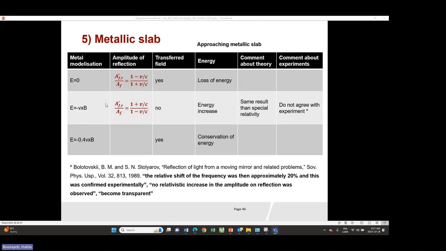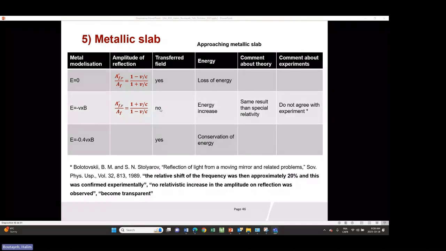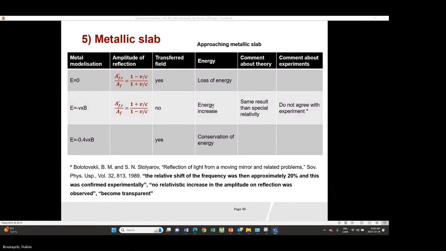So the Doppler effect in terms of frequency is the same for all. The only difference is amplitude. For this case here, we found that the amplitude is the same as the frequency, and there is no transferred field for this case. Nothing goes to the other side. And when we analyze energy, we found that there is an energy increase.